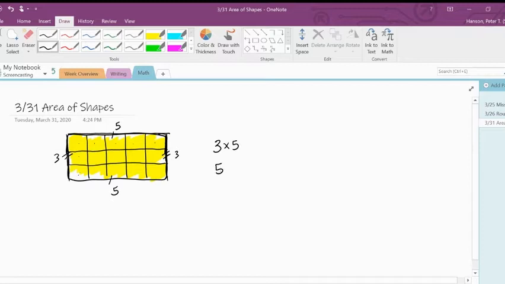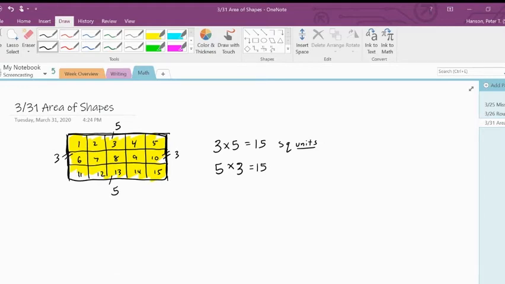By thinking about that, I could go about counting all of my tiles. 1, 2, 3, 4, 5, 6, 7, 8, 9, 10, 11, 12, 13, 14, 15. And that would help me because over here, I'd have 3 times 5 is 15, 5 times 3 is 15. And this is going to be recorded as something called square units. Remember, this idea of units is what you measured in. Because I haven't assigned a unit like feet or inches or meters, I'm just going to call it units.